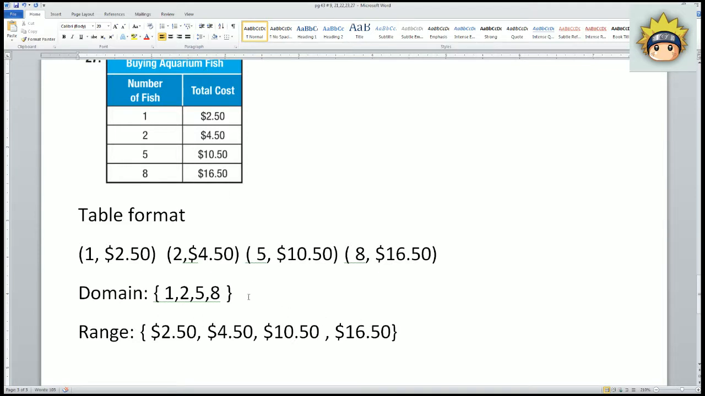For the domain, I want to give you some context to what 1, 2, 5, and 8 mean in the context of this problem. This means the number of fish, and this is going to be your total cost. That is what your range represents. So this is the homework solution for page 43.